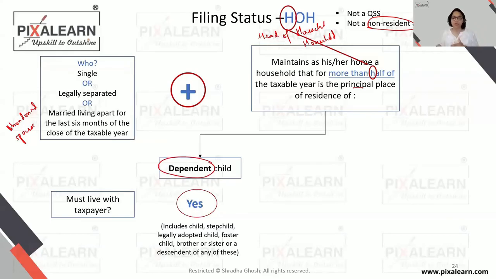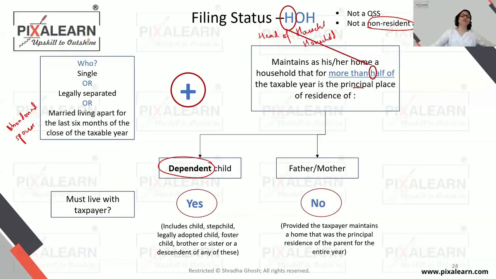What's a dependent relative? If it's a dependent child, that dependent child has to stay with you for more than half of the tax year. If it's a dependent father or a mother, the dependent father or mother need not stay with you. So what do you mean by that?